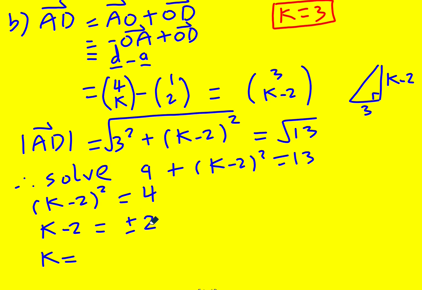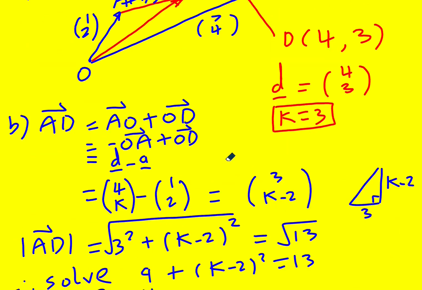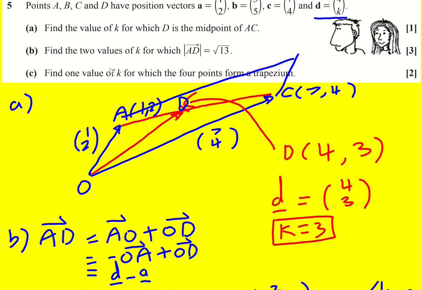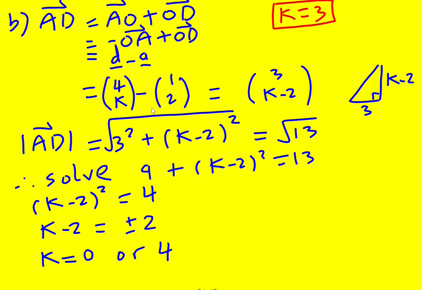When we get minus 2, I'm going to add 2 on. k is going to be 0. And when I have 2, I'm going to add 2 on and get 4. So it does say find the two values. Those are the two values.